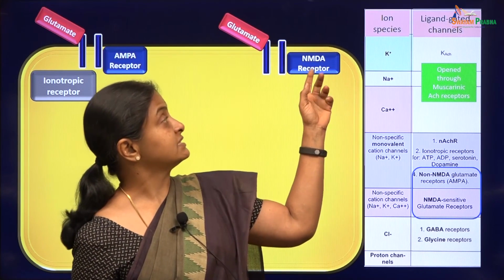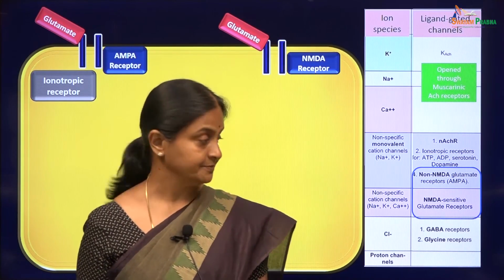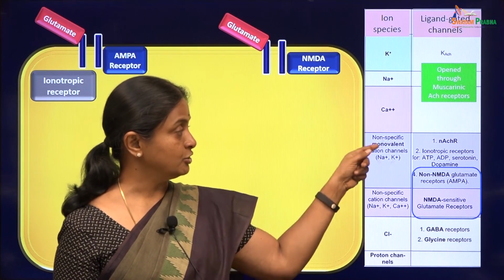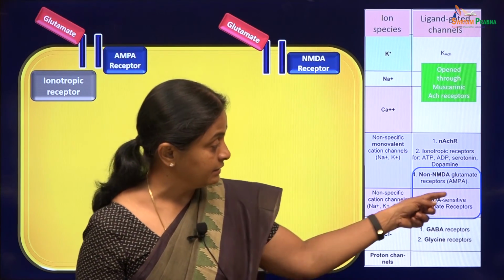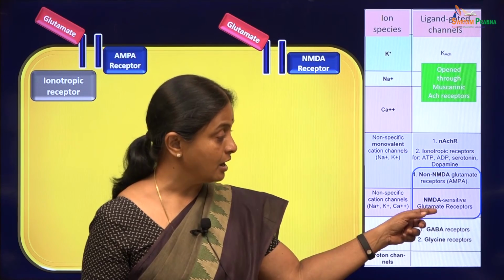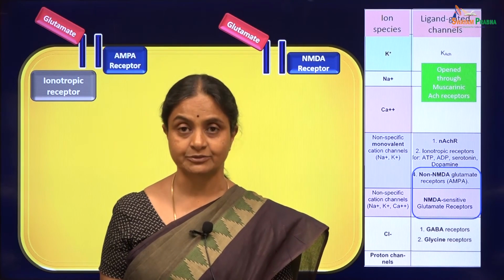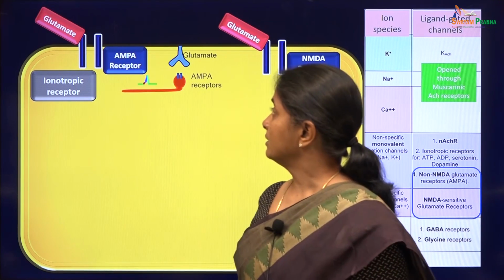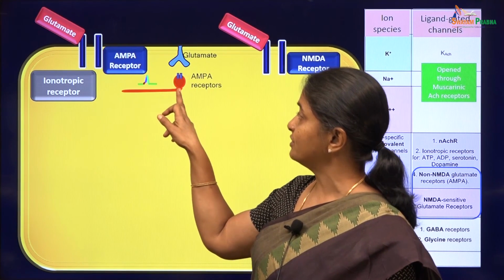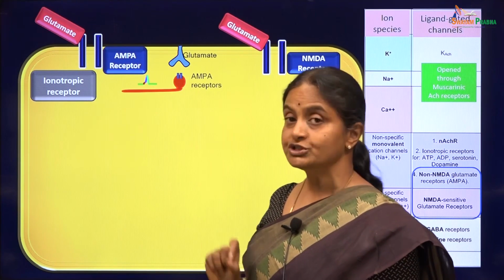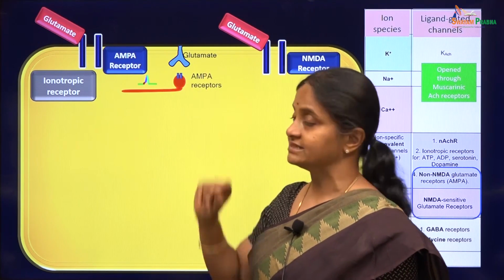NMDA receptors are called thus because N-methyl D-aspartate is a blocker for this type of glutamate receptor, while this one is a non-specific monovalent cation channel like the nicotinic acetylcholine receptor. The NMDA sensitive glutamate receptors are non-specific cation channels which also permit the divalent cation calcium to go through. Both these types of glutamate receptors are located in synapses on the membrane of the postsynaptic neuron. Most excitatory synapses in the central nervous system, the brain and the spinal cord, release glutamate as the neurotransmitter.